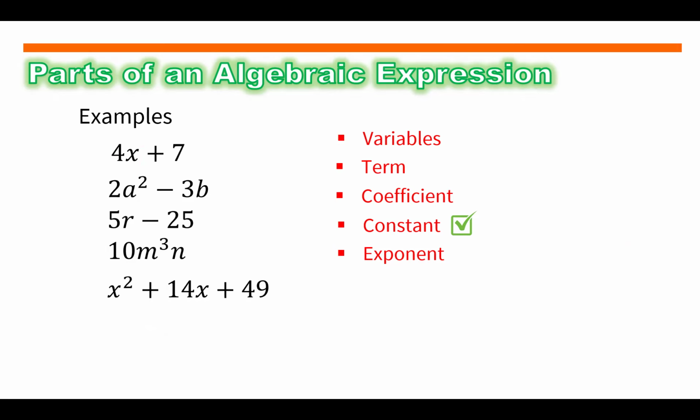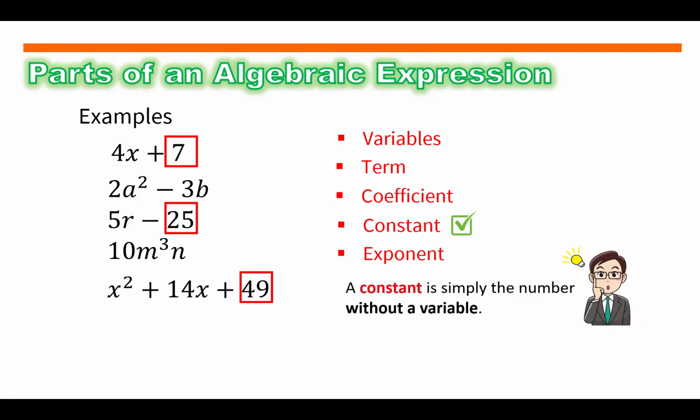Next, constant. In our expression 4x plus 7, the 7 is the constant part. In our example 5r minus 25, the 25 is the constant. In our trinomial, we have x squared plus 14x plus 49. The 49 here is what we call constant. Meaning, a constant is simply the number without a variable.